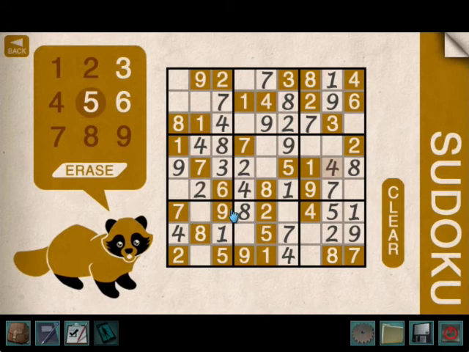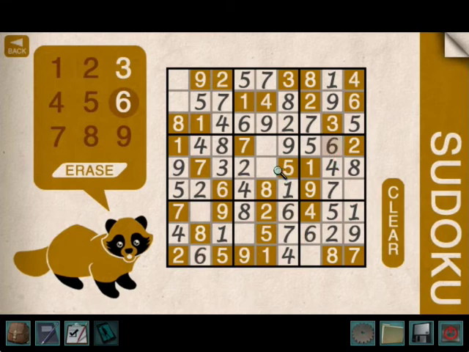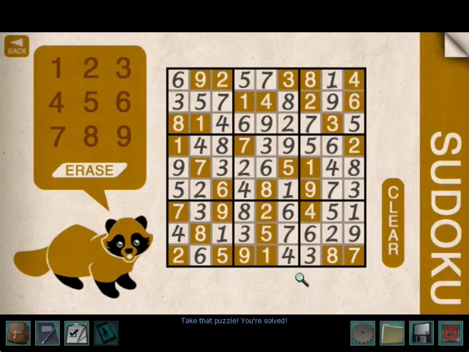5s. Either way, we don't know. Must go there, which means it has to go there. Alright, so now we're down to 3 and 6. 6 must go there. Which means it has to go in that spot there, this spot here, and this spot there. That spot over there, this spot over here, and finally this spot over there, which means everything else is a 3. Take that, puzzle. You're solved.